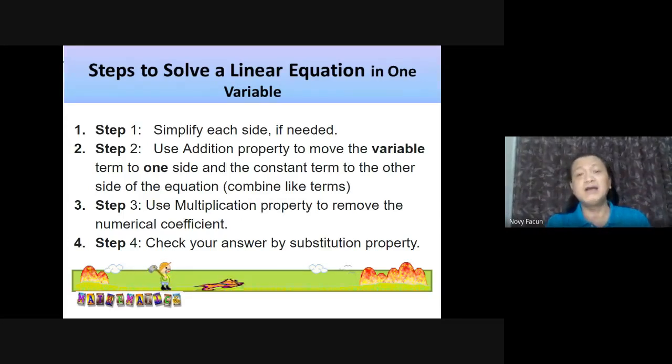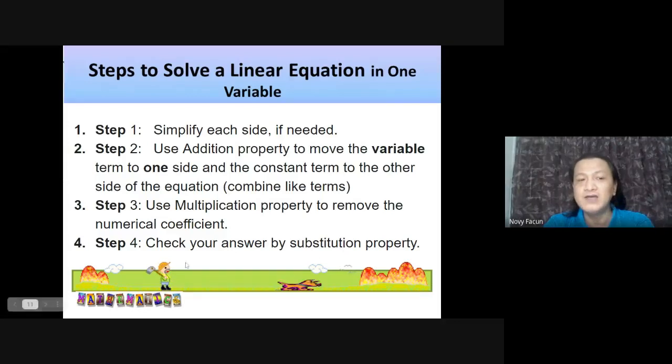So, after mo ma-simplify yung mga magkakapares na terms, you are going to remove the numerical coefficient. Ano yung numerical coefficient? Ito yung number na katabi ng x. So, kailangan para malaman yung value ni x, tanggalin mo yung numerical niya. How are you going to do that? You have to use the multiplicative inverse. Yun yung multiplication property. Okay, and last one is step 4, check your answer by substitution.